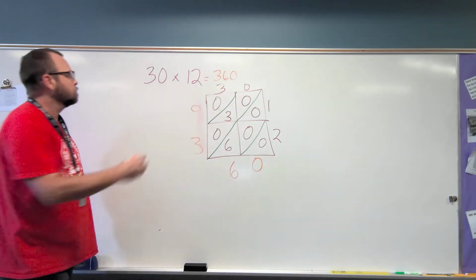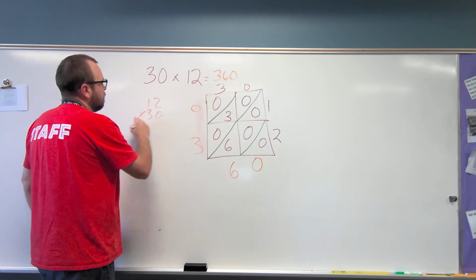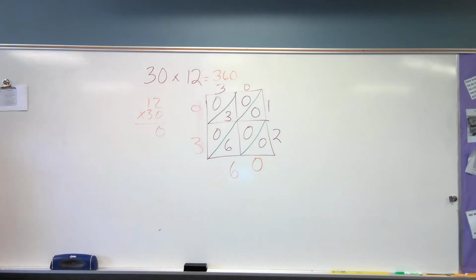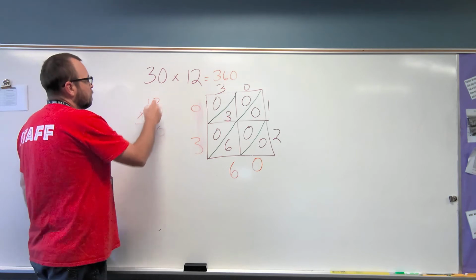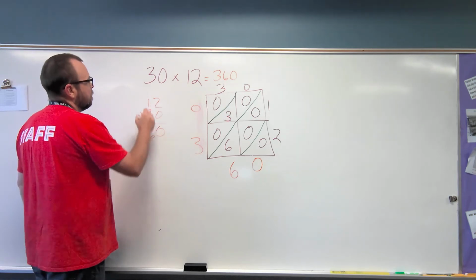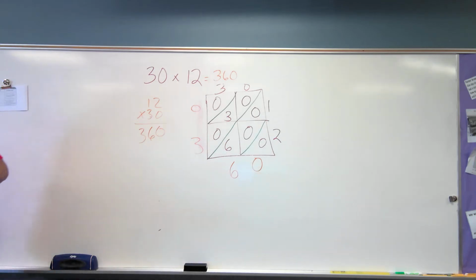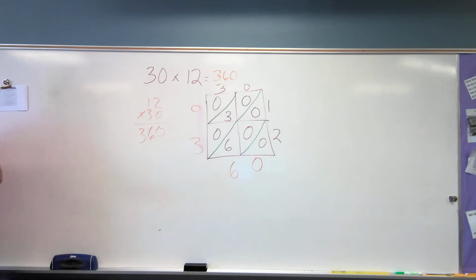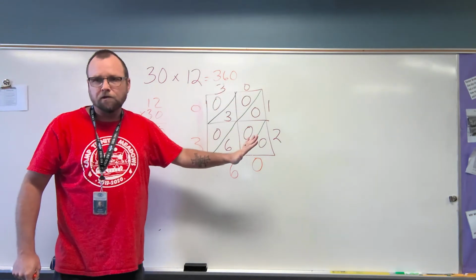360. And we can check it. 12 times 30. I put a 0 there because that 0's in the ones place, so I can just move it down. And now I'm multiplying 3 times 12. 3 times 2 is 6, and 3 times 1 is 3. This one is still multiplying by only one digit at a time.